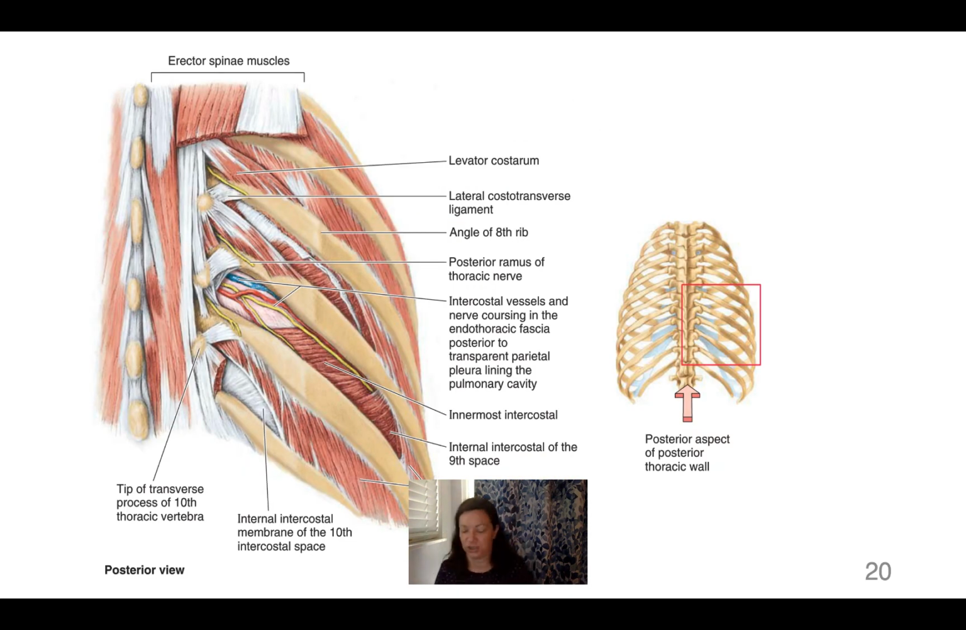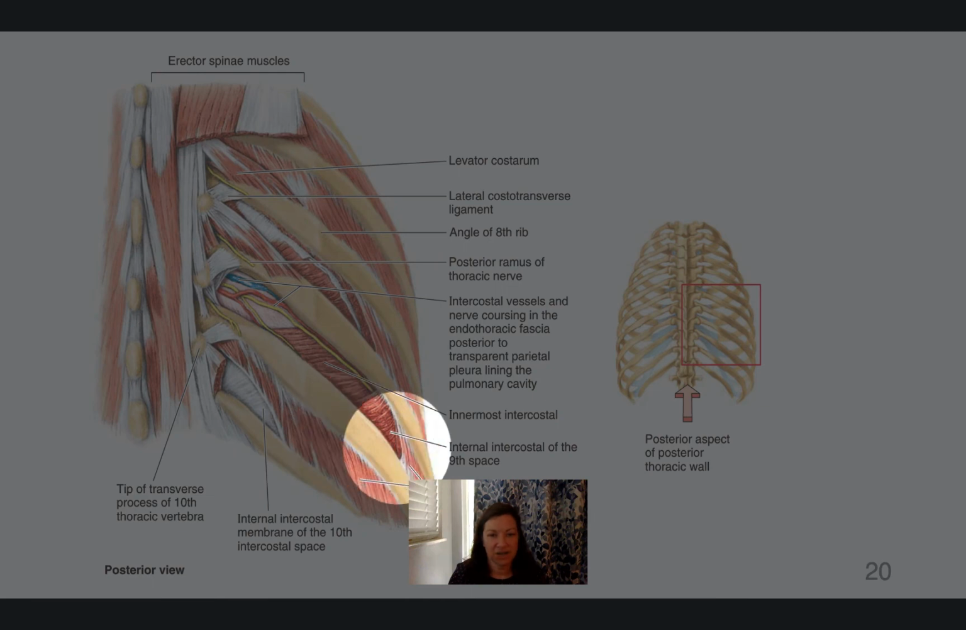Oh, finally, I'm going to show you one more posterior view. The reason to see this posterior view is to remember that the intercostal space extends all the way posteriorly. And so here you can see the posterior origin of the intercostal vessels. They originate here and sweep anterolaterally. And you can see in this case, the 9th intercostal space is filled with intercostal muscles all the way from anterior to posterior.